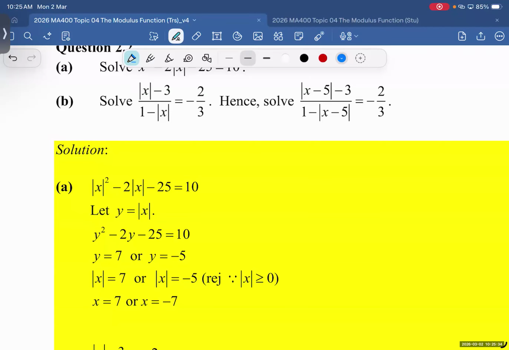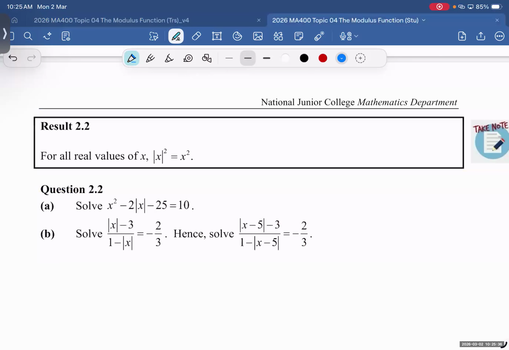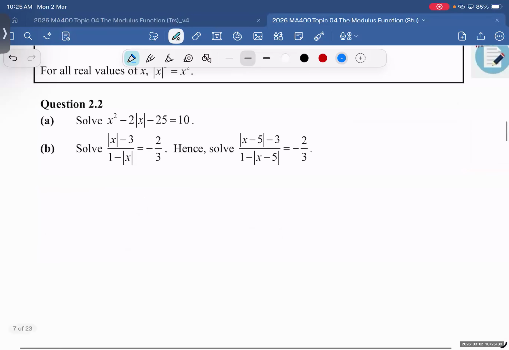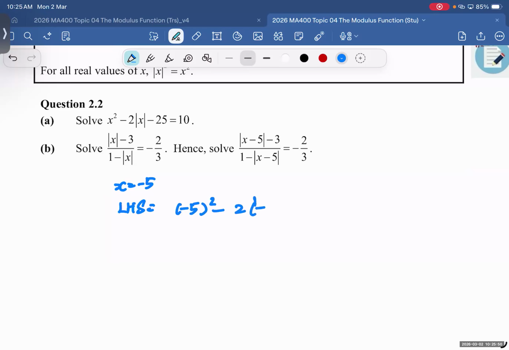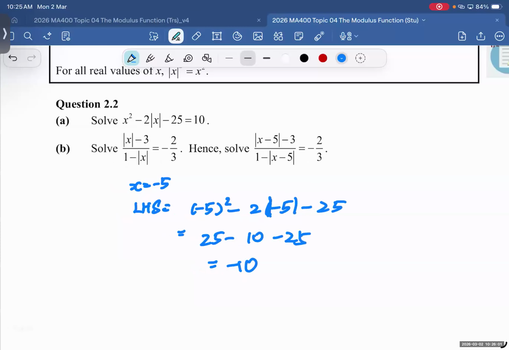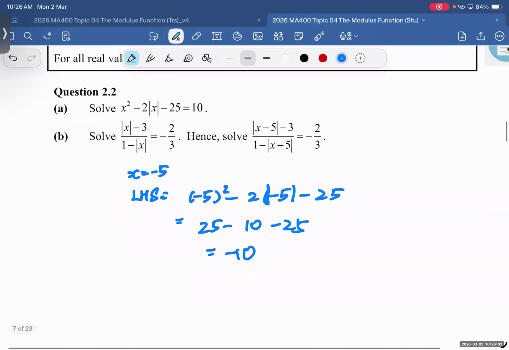Remember last time how we do certs? So let's say I got x equals to negative 5. I check my left hand side. My left hand side is actually equal to negative 5 squared minus 2 modulus of negative 5 minus 25. Then what do I get? 25 minus 10 minus 25. My answer is negative 10. You know it's not equal to the right hand side.